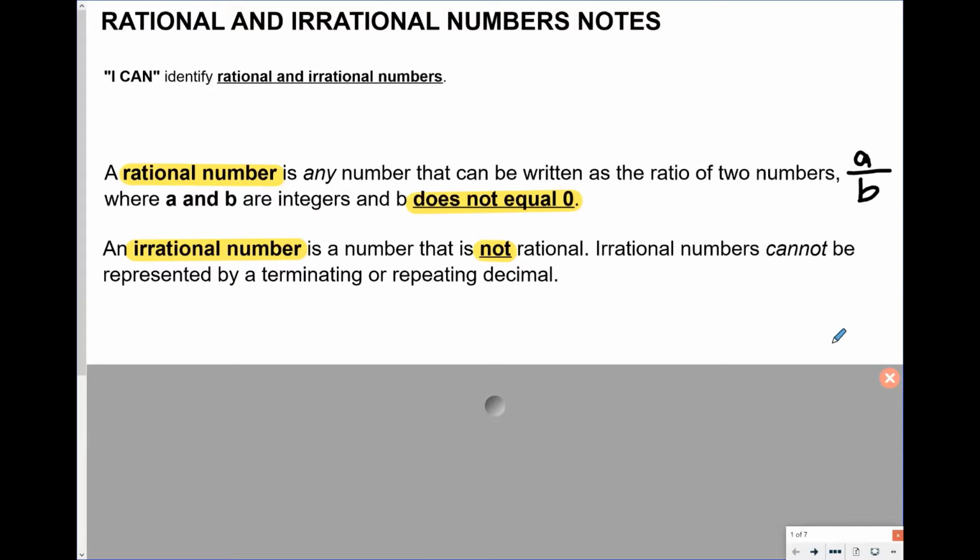Rational number, does not equal 0. Also underline any, because it could be any number that can be written as a fraction. Then irrational number, underline that. It is not rational and cannot be written as a fraction. That can be a whole number. And also, for rational numbers, it cannot be represented by a terminating or repeating decimal. So copy these notes down, and then I'm going to show you an example.